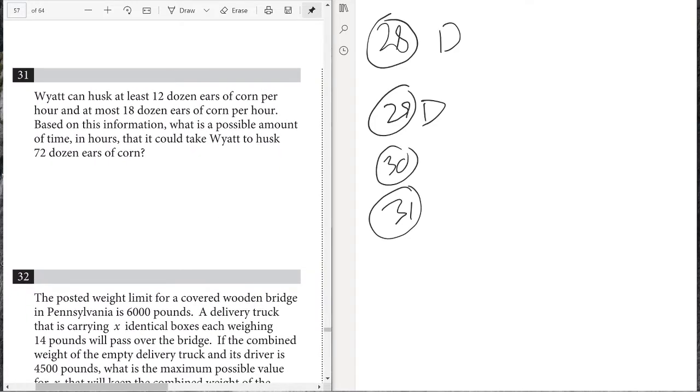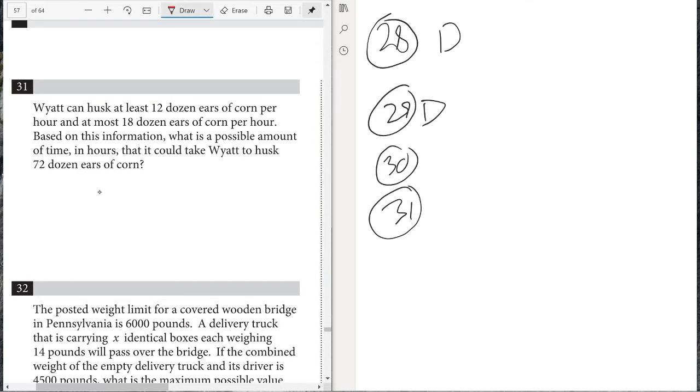Wyatt can husk 12 dozen ears of corn. That was kind of tricky because 12 is a dozen. At most, what is the possible amount of time in hours that it could take Wyatt to husk 72 dozen ears of corn? Okay. So 12. Oh, forgot to do draw. Here we go. 12 dozen. Everything's in dozens, so I'm just going to ignore that. 12 ears of corn per hour. 12C per hour. And at most 18 dozen ears of corn per hour.